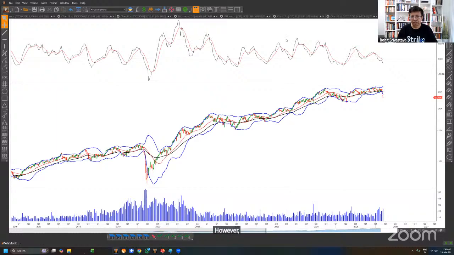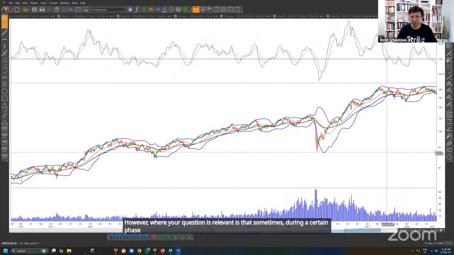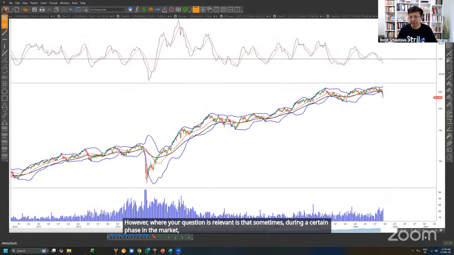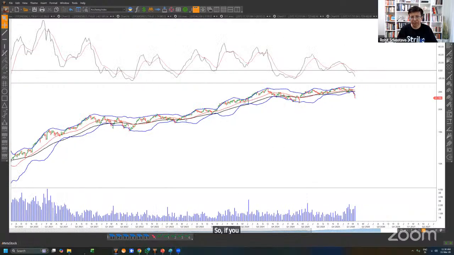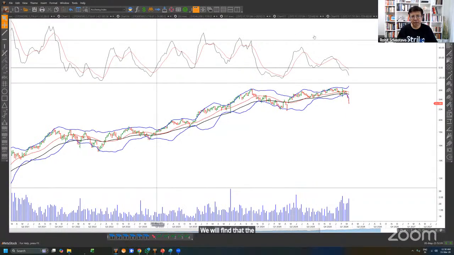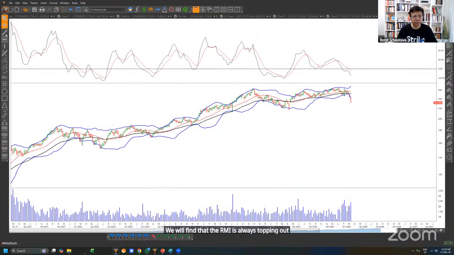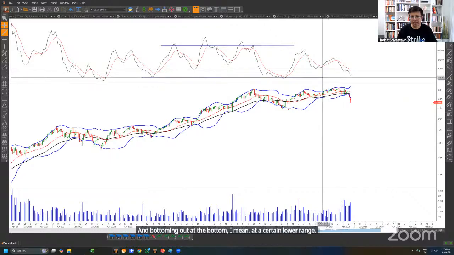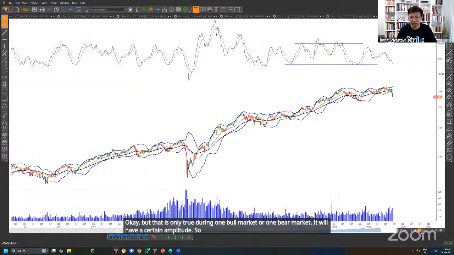However, where your question is relevant is that sometimes during a certain phase in the market, the amplitude does have a range. If you take this particular period here, you will find that the RMI is always topping out at the top end of this range, and bottoming out at a certain lower range. But that is only true during one bull market or one bear market. It will have a certain amplitude, so within that, you can make a judgment.